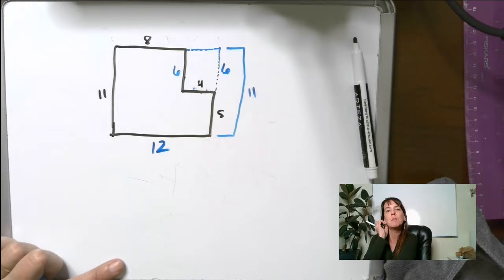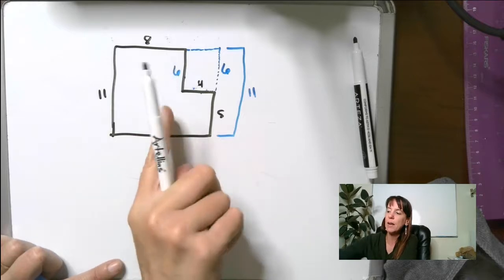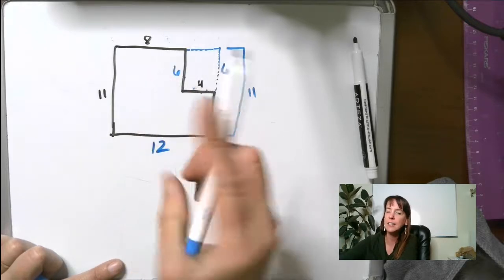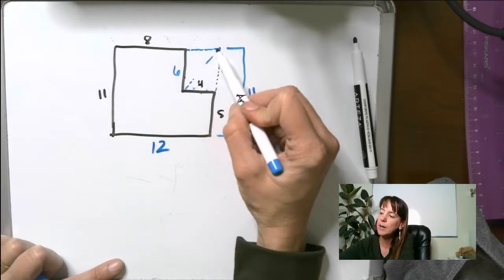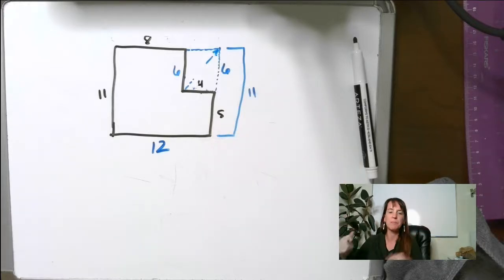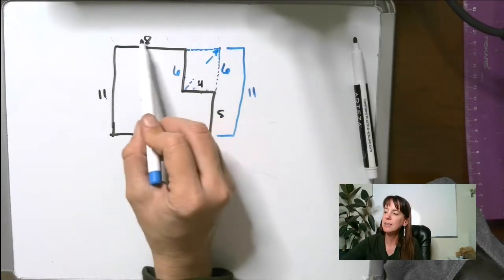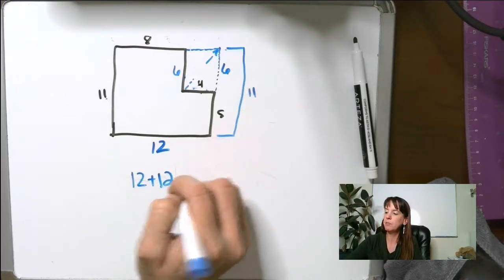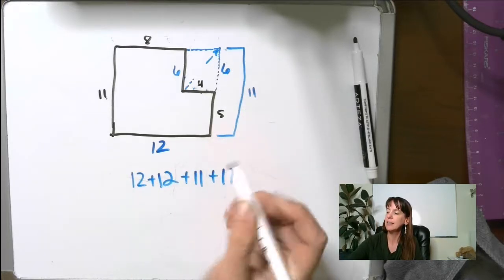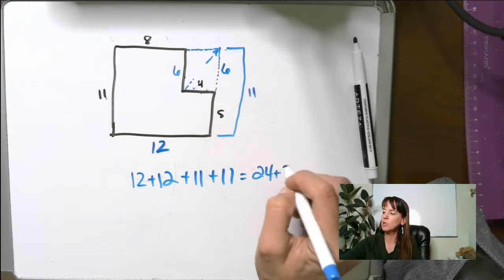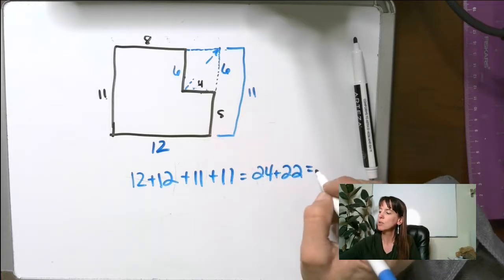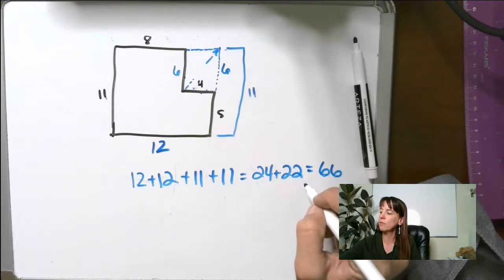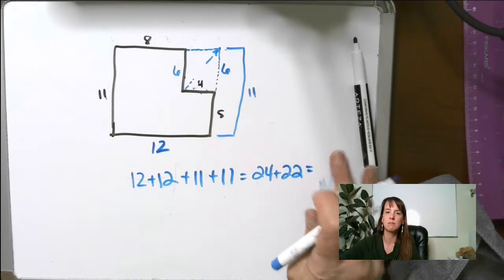If it isn't, grab some string or thread or something like that. Make this shape out and imagine pushing this thing. If I pushed it and popped it out right into that corner, I would have a full rectangle, right? It would be 12 by 11 by 12 by 11. So 12 plus 12 plus 11 plus 11 equals 24 plus 22, which equals 46.